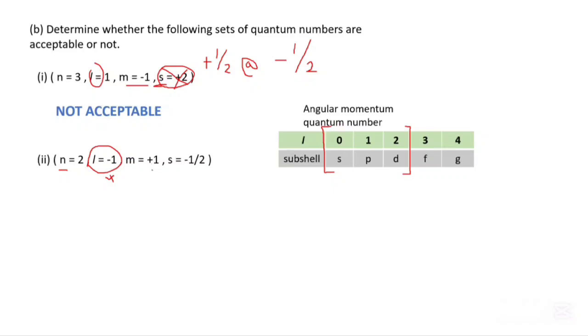For the magnetic quantum number, the value given is positive 1, which is acceptable. And for the electron spin quantum number, the value is negative half. As I said, we have only two values, positive half or negative half. Since they gave negative half, the value is acceptable. So we can see that the value given for the angular momentum quantum number is not acceptable. So the answer will be not acceptable. Let's move on to the next question.